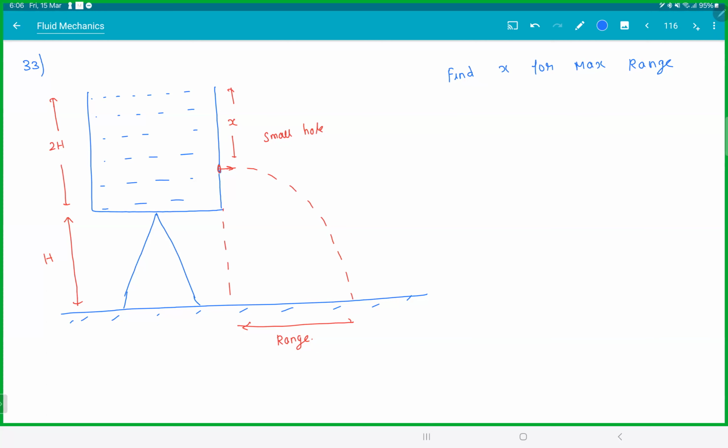Is that the range, Aditya? What did you find exactly? The question is to find the maximum. Okay, find x for maximum range. Yeah, that's right. We have one answer, everyone. Simple one, right? It's just kinematics.